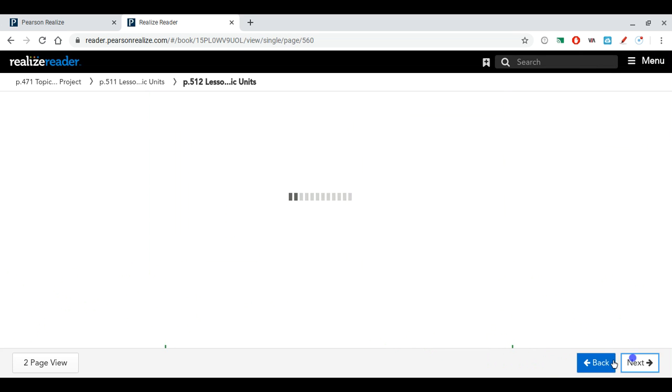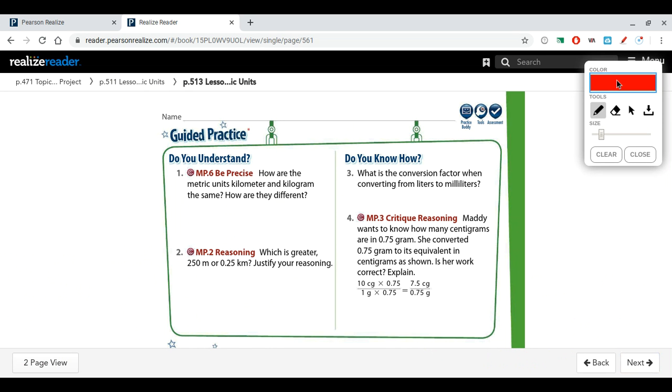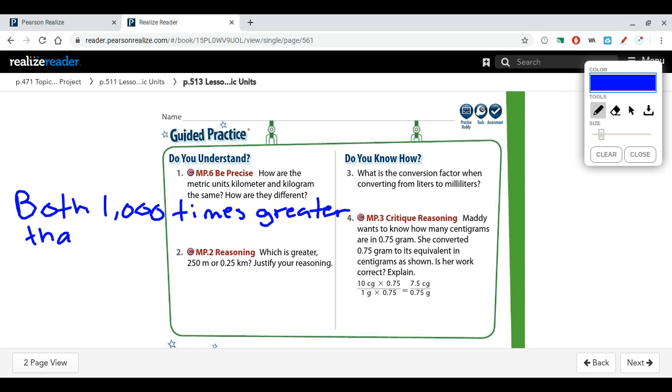All right, moving into your guided practice. It says, how are the metric units kilometer and kilogram the same? How are they different? So this goes back to what I was saying from the very beginning. They are the same because they are both 1,000 times greater than the base unit. That's how they're the same.